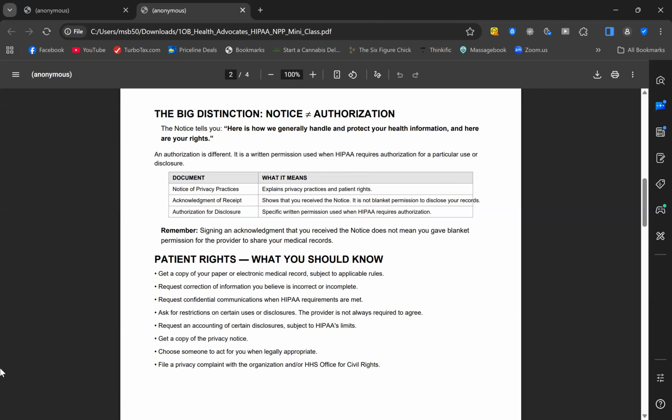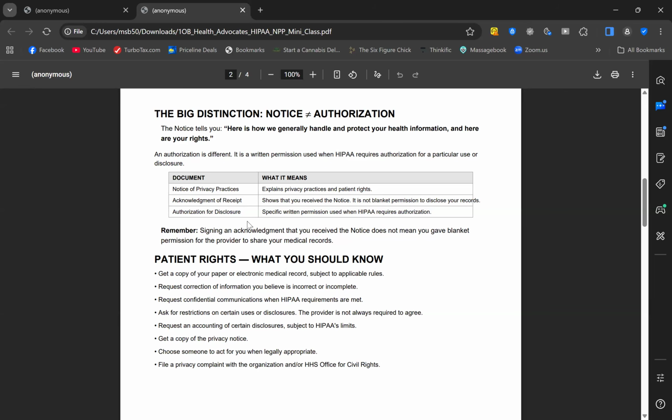Now, the notice of privacy practices document explains privacy practices and patient rights. That you're going to receive that. Acknowledgement of receipt shows that you received a notice. It is not blanket permission to disclose your records.